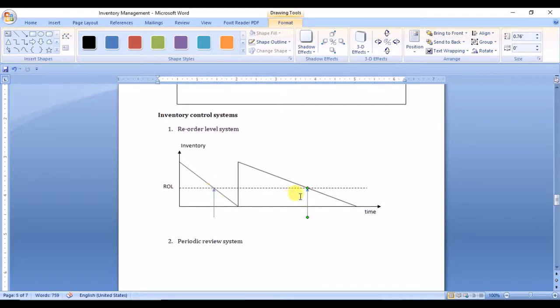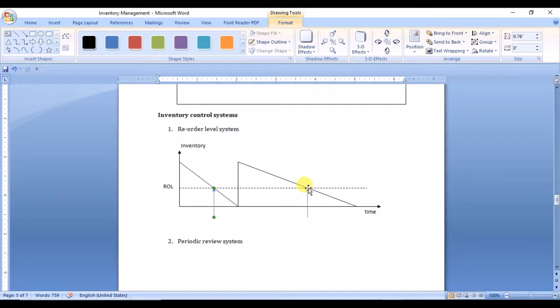So there is no particular time period, guys. The first order was placed here. When are you going to place the second order? Whenever inventory reaches the reorder level. It might be after a week, it might be after a month, it might be after 6 months, doesn't matter. Whenever your inventory goes down to reorder level, you are placing the order. This system is known as reorder level system. So what is the meaning of reorder level system? A level of inventory is marked as reorder level. Whenever the inventory reaches that level of inventory, the next order is placed.